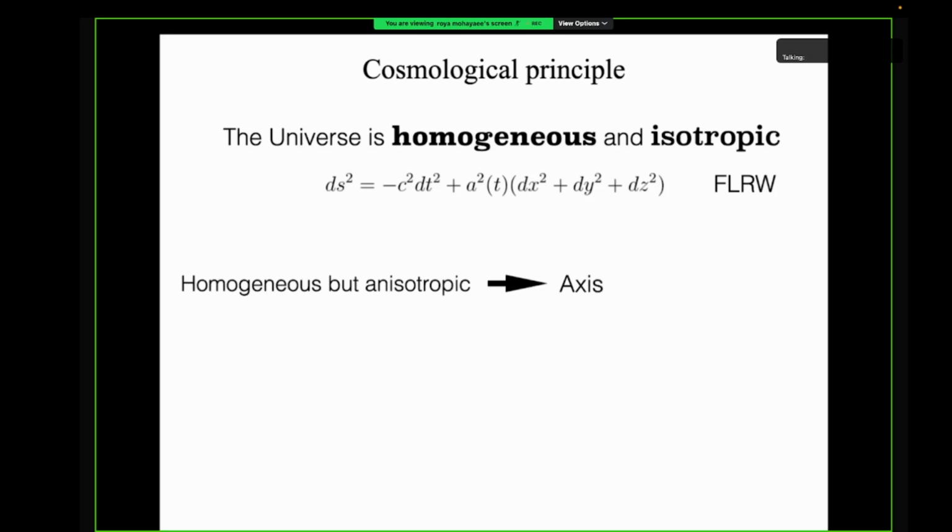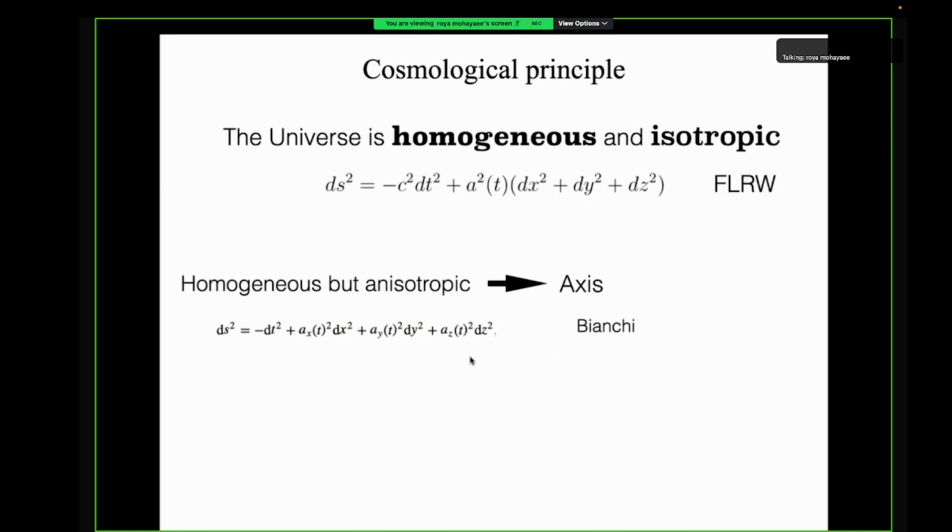In this case, the universe will have an axis, a preferred direction, and the metric would have to change. It cannot be simply one single scale factor. You can have different scale factors depending on the direction. An example of such a metric is the Bianchi models, Bianchi metrics.